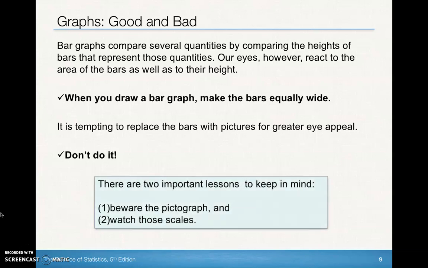So beware of a pictograph, and that's what I was talking about, where you stack hamburgers on top of each other to represent the bars. And make sure the scales are even. You always want to start at 0 and scale your bar graph, the y-axis, appropriately.